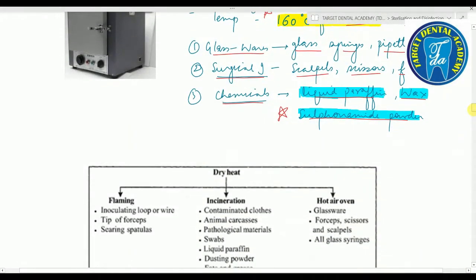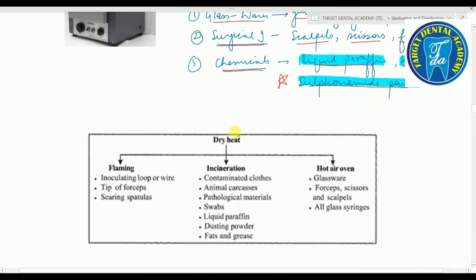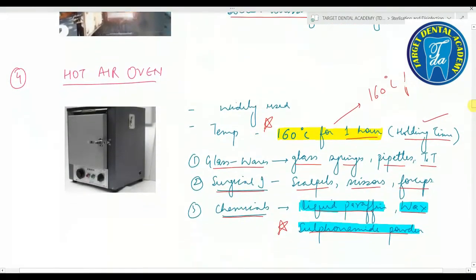Fine. So this is all about dry heat. As I have already told you, the dry heat methods are: first one was the red heat, then flaming, incineration, and hot air oven. In red heat you can sterilize inoculating loops or wires, tips of the forceps and spatulas. In incineration you can sterilize contaminated clothes, animal carcasses and pathological materials, your swabs. Liquid paraffin, dusting powder and fats and grease go in the hot air oven. Through the hot air oven you can sterilize glassware products, forceps, scissors, scalpels or all glass syringes, as I've already told you. Fine. So this is all about dry heat.